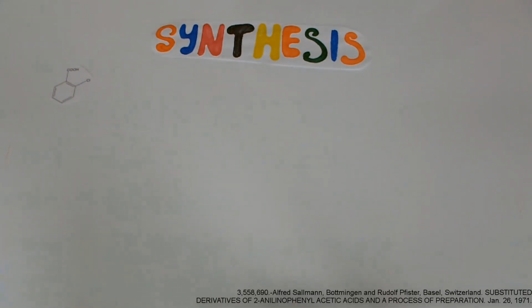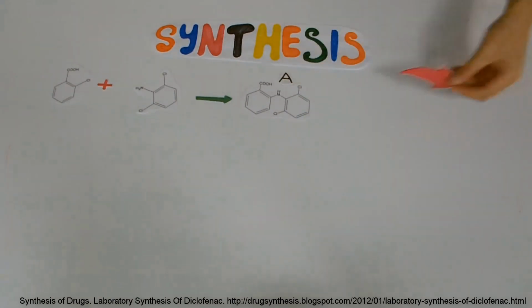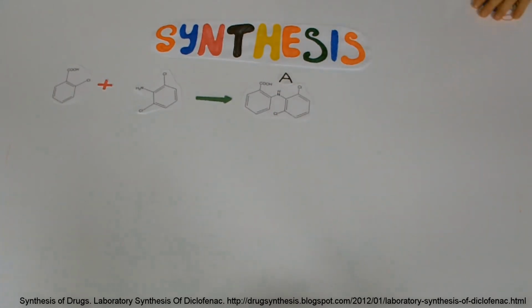The synthesis starts with 2-chlorobenzoic acid and 2,6-dichloroaniline as starting materials. They undergo a reaction to make this benzoic acid compound, which we will call compound A. From compound A, there are two available reaction routes. Firstly, the carboxylic group is reduced by lithium alanate to produce the alkyl group. The alkyl group is then substituted by chlorine.